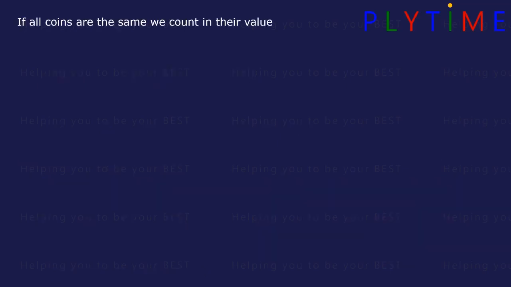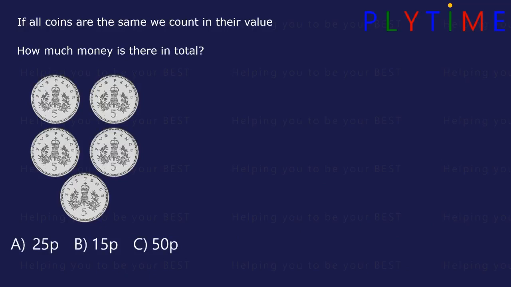If all the coins are the same, we can count in their value. How much money is there in total here? All the coins are the same, they're 5 pence. There are 5 5-pence coins.